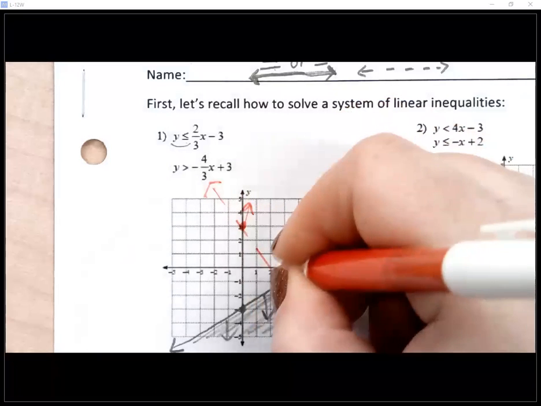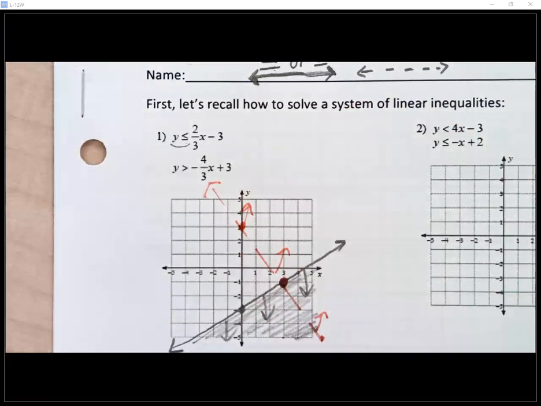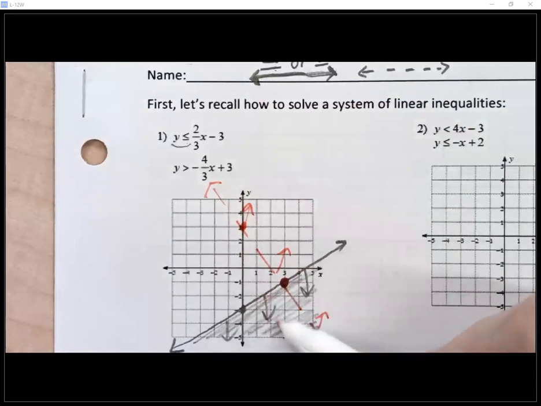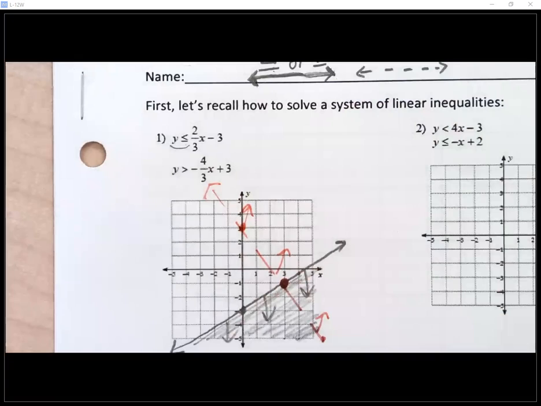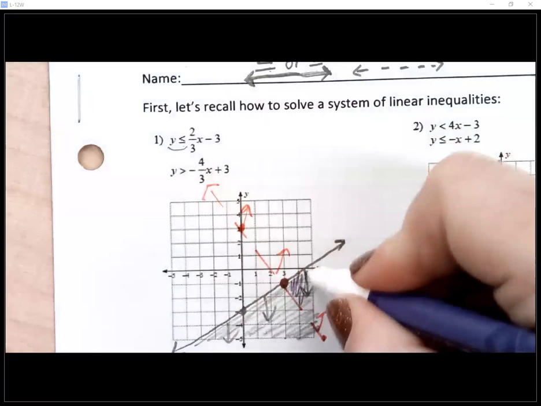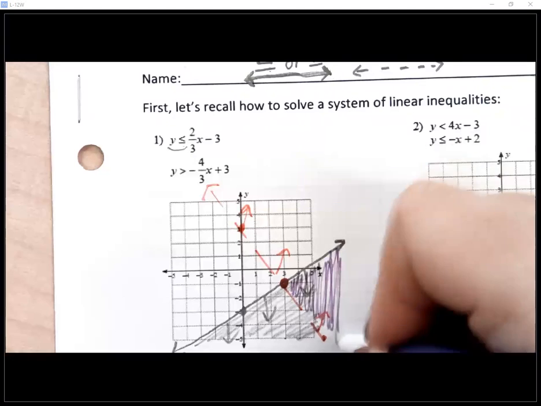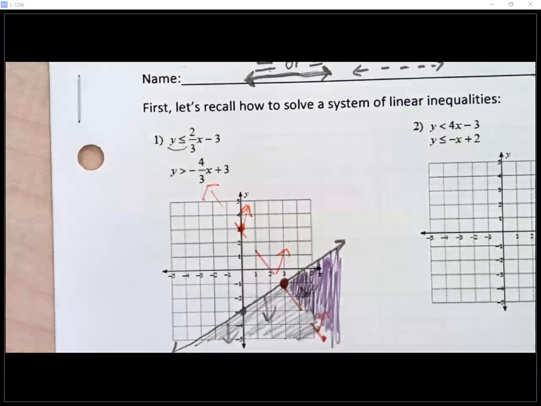Now, since this is a system of inequalities, my final answer for the whole graph is going to be the one region that works for both of my lines. So what I need is I need to be below my penciled line, but above my red line. Do you see that the one region that works for both of those things is right here? So that whole region would be my solution to the entire system because that's the part that works for both.